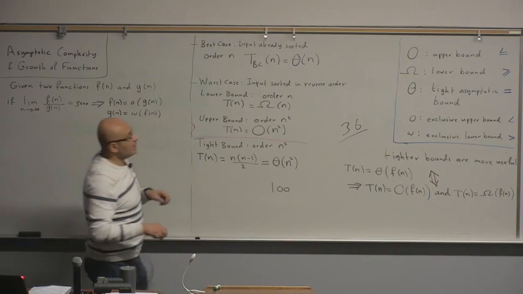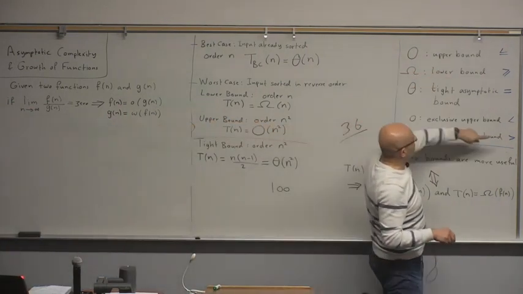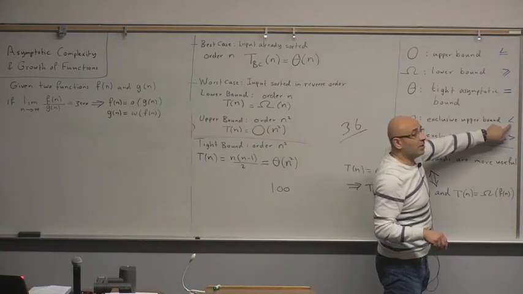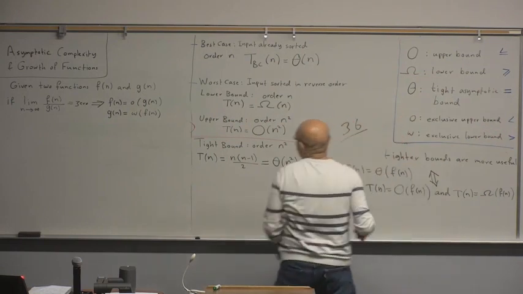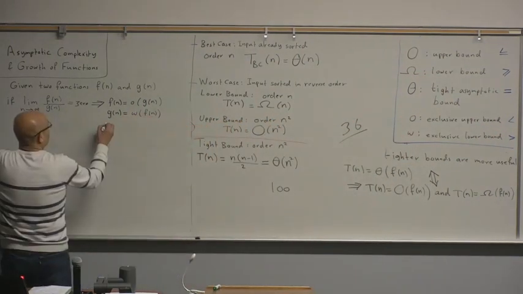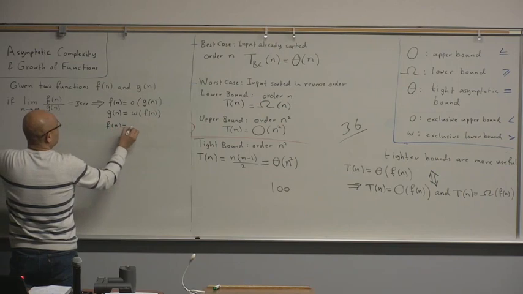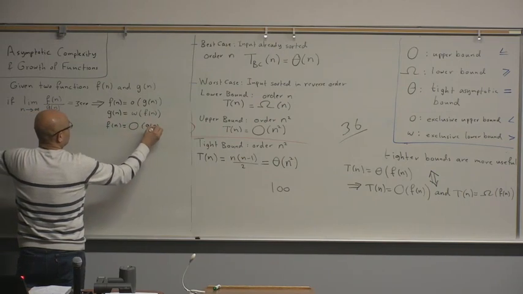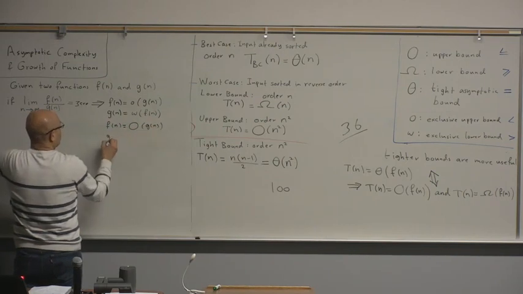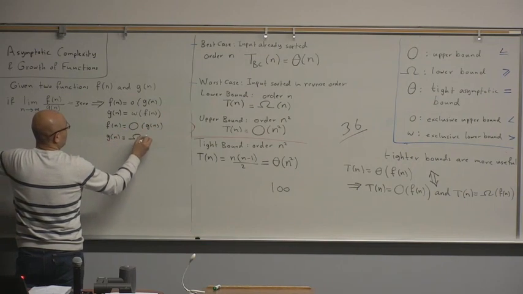Well, the big O is less than or equal. So whenever the small o applies, the big O is going to apply. So we can say f of n equals big O of g of n, and we can say g of n equals big omega of f of n.